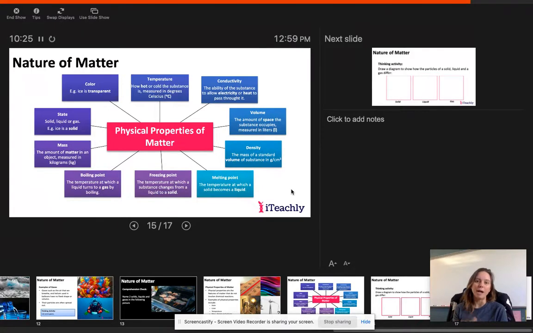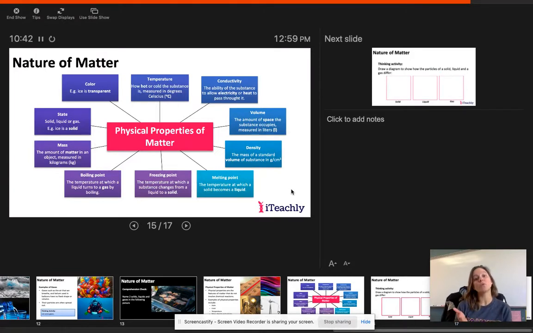So the volume: how much space does this object take up? We will look at density in our coming weeks. Density actually compares its mass per volume. So how much stuff does it have packed into how much space?